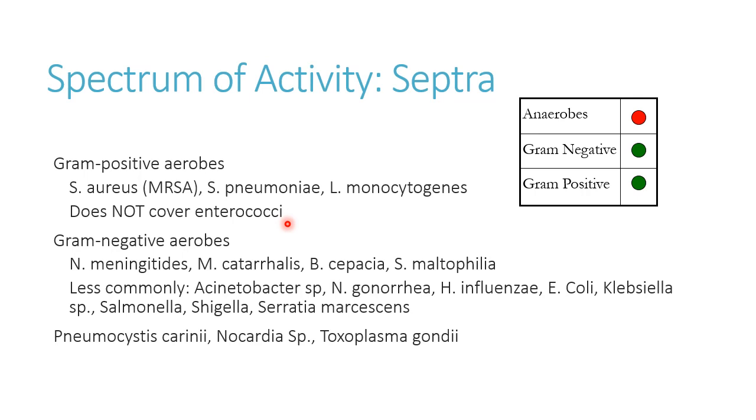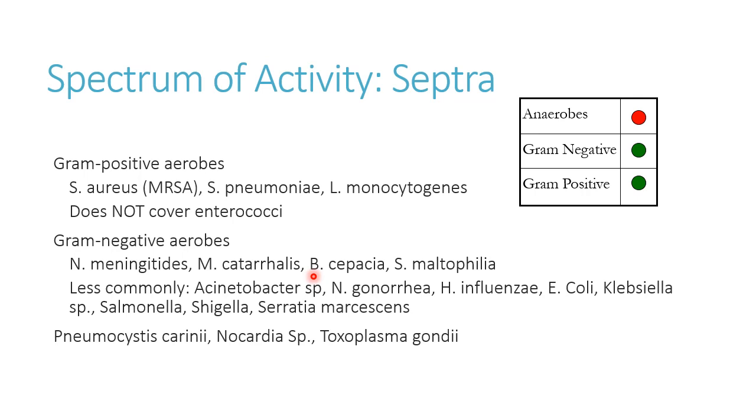You may see some cases of certain infectious diarrheas may be covered by this, but if you think Enterococcus, not going to be good coverage for that. From a gram-negative standpoint, it's good because it will cover things like Neisseria, Moraxella catarrhalis. We actually use Bactrim pretty frequently for certain opportunistic infections for some of our more chronically ill patients.